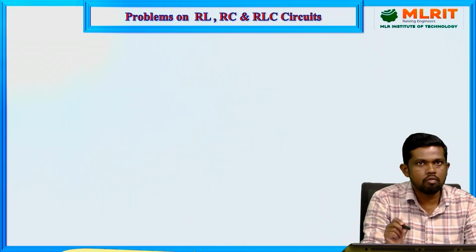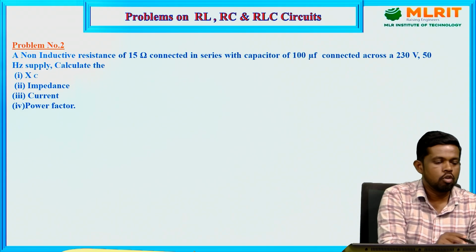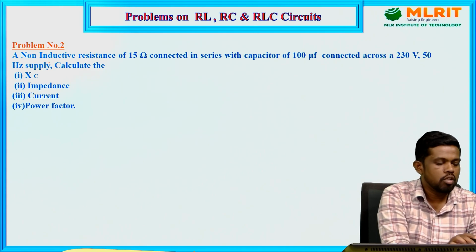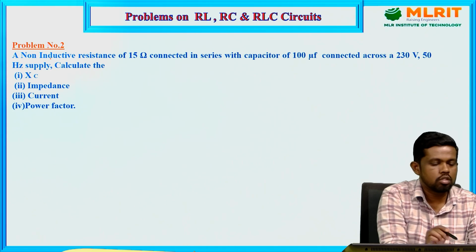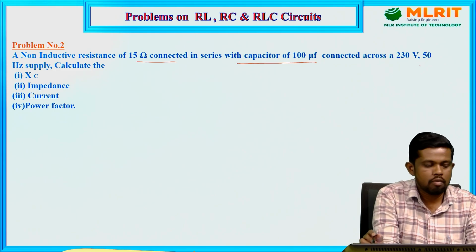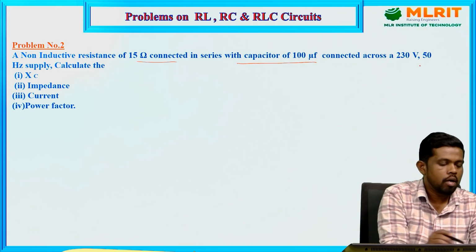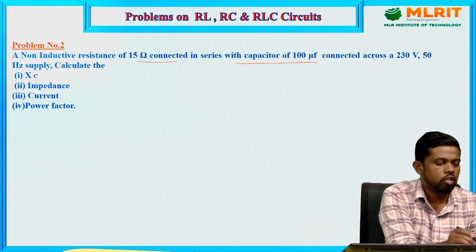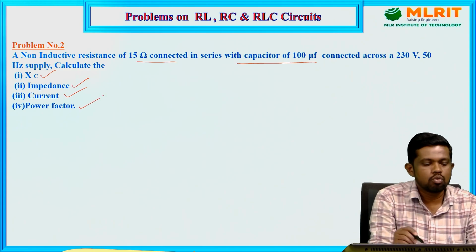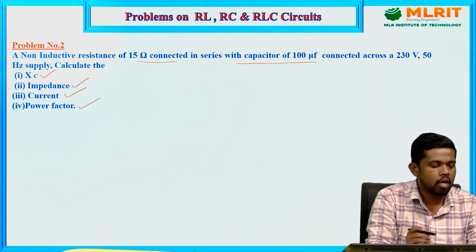In the next question we need to discuss the numerical based on the RC series circuit. The question mentions a non-inductive resistance of 50 ohms connected in series with a capacitance of 1 microfarad, connected across a 230 volts, 50 hertz supply. We need to determine the capacitive reactance, followed by the impedance offered by the network, the current offered by the network, and the fourth one is the power factor. So we have to discuss these things based on the given data.